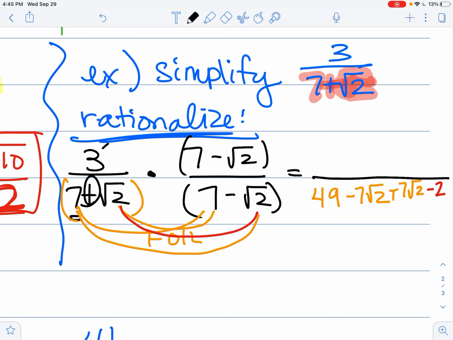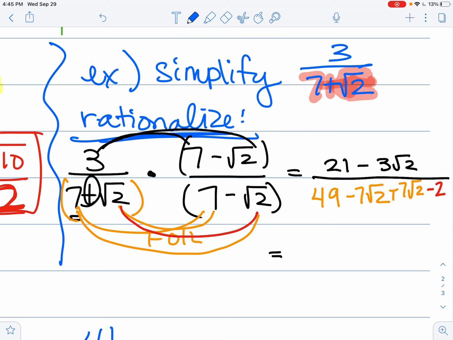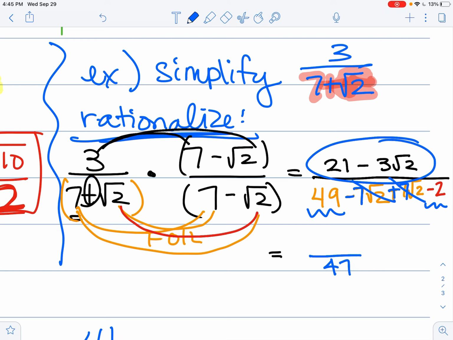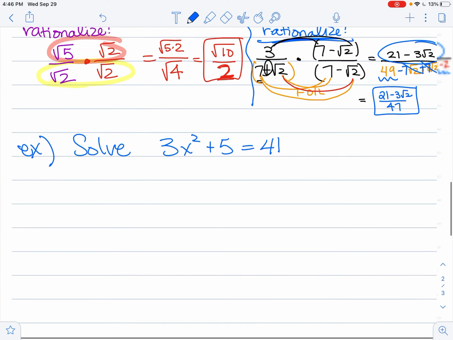Now let's simplify the top. So we're going to go 3 times 7 is 21 minus 3 times the root of 2, which is 3 root 2. So let's simplify our like terms. I know that negative 7 root 2 and plus 7 root 2 are going to cancel out. And then 49 minus 2 on the bottom is just 47. And then on the top, we can't simplify, those are not like terms, so it's 21 minus 3 root 2. And that is our rationalized value so that there's no root in the denominator.